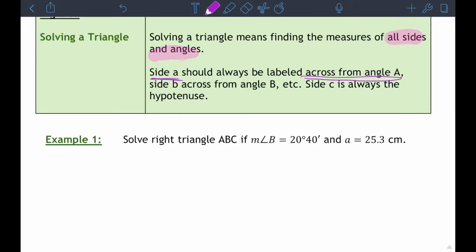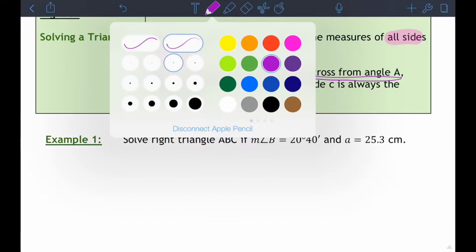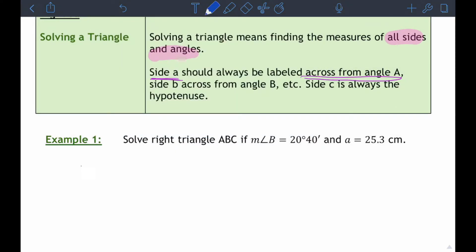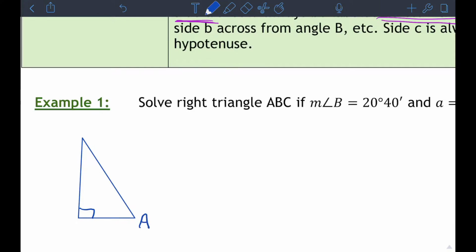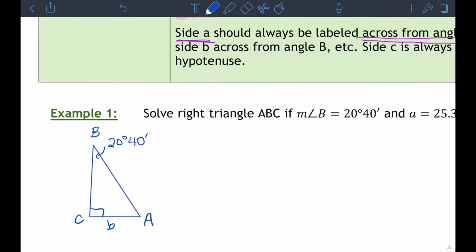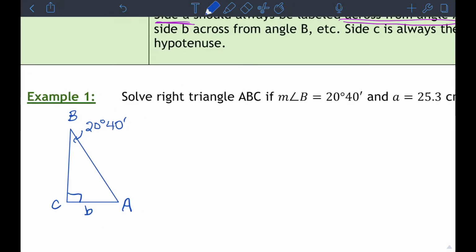We want to solve right triangle ABC if we know one angle and one side. So I'm going to do a little sketch here real quick and draw my right triangle and label what I know. You don't necessarily have to do this, but I think it makes it easier, especially when we get to the word problem ones. So again, you can put side A and side B wherever. Just make sure that the angles and sides are opposite one another with the same letter.